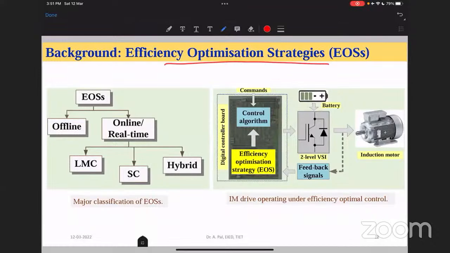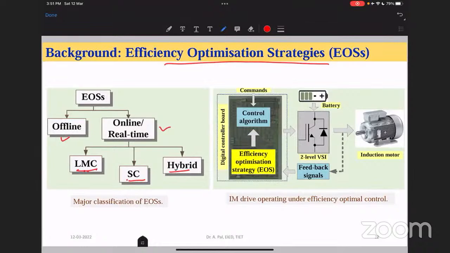The objective of the strategy is to find the optimum point with minimum losses in the system. There are two types: one is offline strategy, another is online strategy. Online strategy is based on the loss model control scheme, that is LMC; another is search control, SC; and hybrid, that is a combination of both the LMC and SC schemes. So these are the three real-time schemes available in the literature.